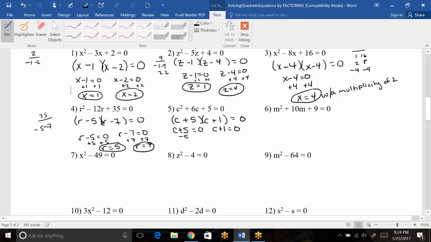This time you're not adding to move it over, you will be subtracting. So we get -5 for one of the solutions, and we need to subtract 1 over to get the C isolated over here. So -5 and -1.